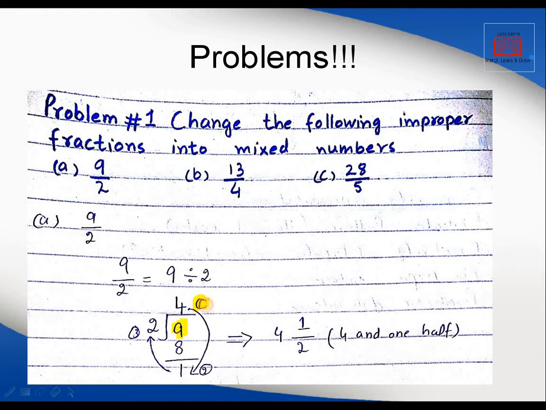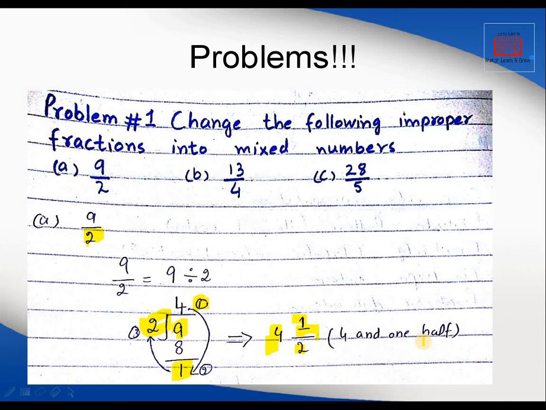Step number 1, the first one here, is 4; step number 2 is 1; and point number 3 is 2. Starting from point number 1, 4 can be written here. Then point number 2, that is 1, can be written here in the numerator, and below the line as the denominator, point number 3. Remember, the denominator is always the same as in the question. It can be read as 4 and 1/2. So 9 by 2, an improper fraction, can be read as 4 and 1/2.